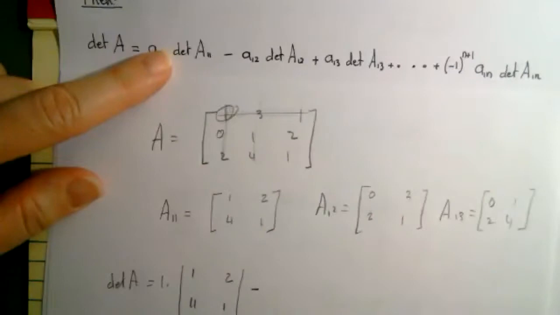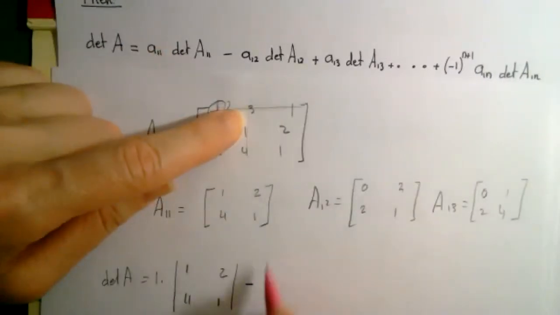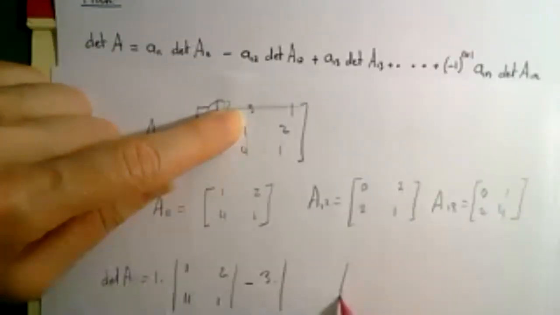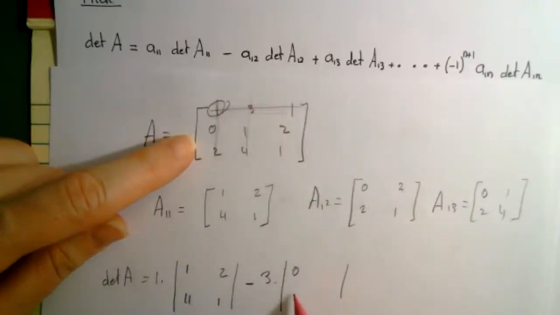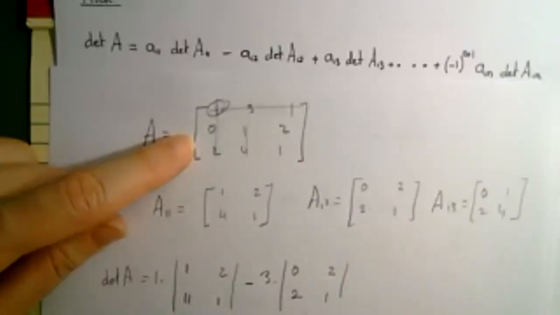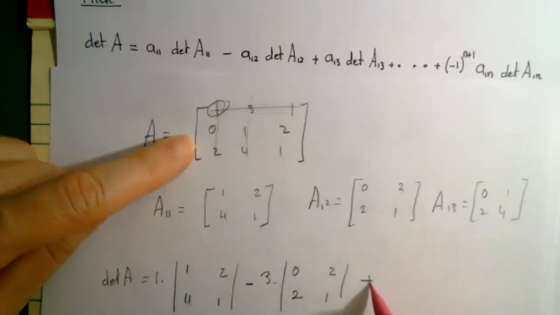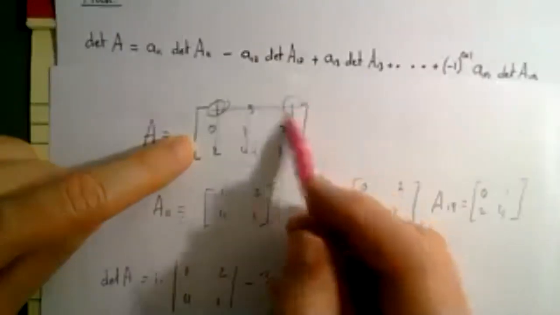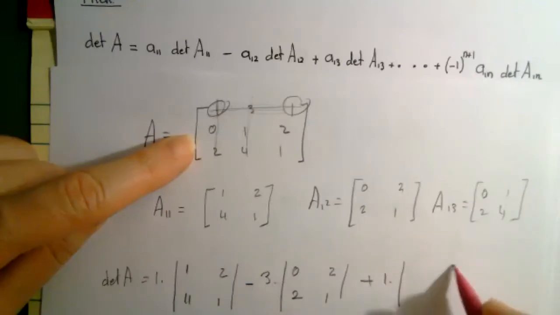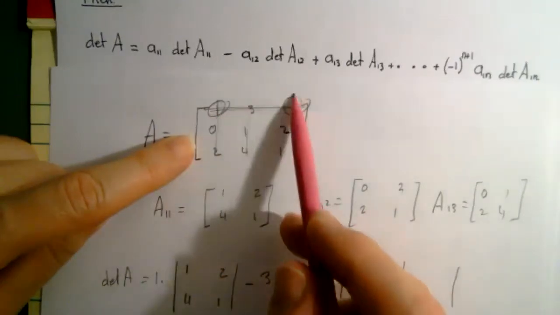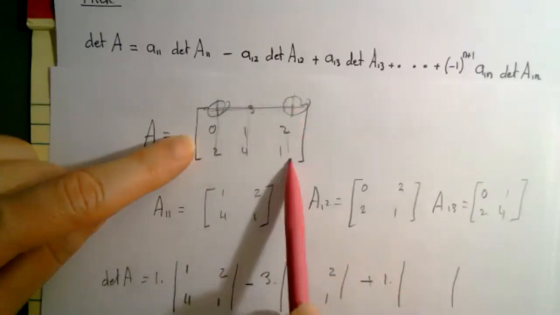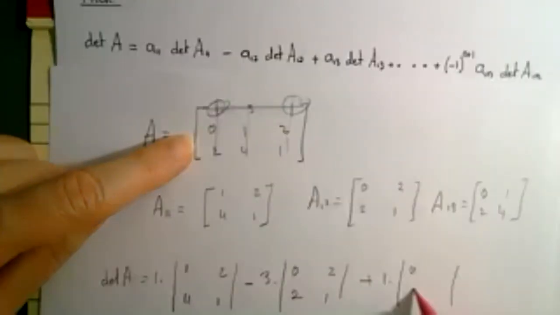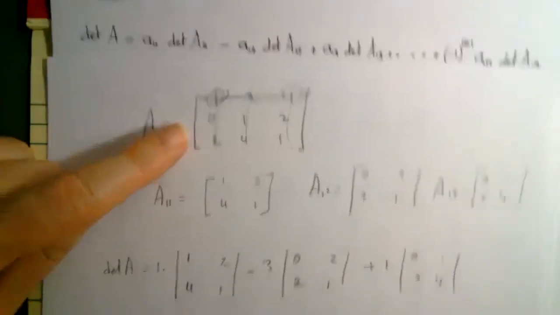Minus A12, 3, this entry, times the determinant of the matrix obtained by removing this row and this column: 2, 1. Plus, so the signs alternate, this entry here, which is 1, times the determinant of the matrix obtained by removing the row where this entry is and the column. So that leaves me with 0, 2, 1.